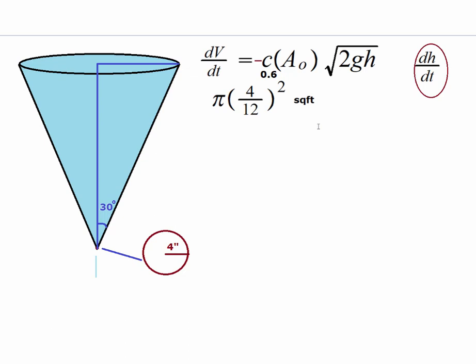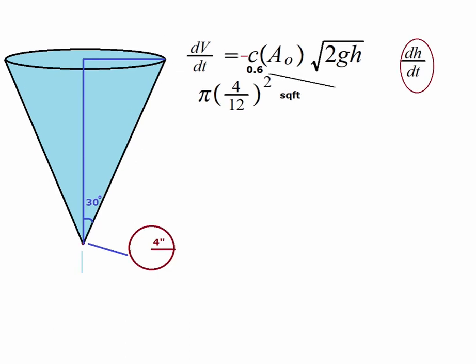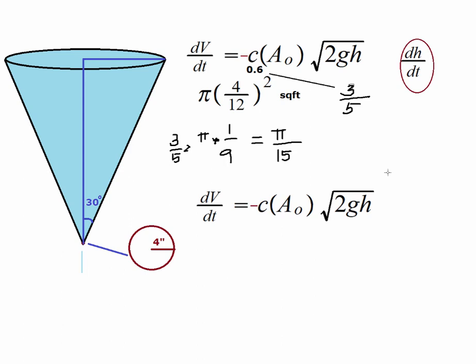Okay, so that is 0.6, and this is pi over 9 if we simplify. So note that 0.6 is 3 over 5. So we can simplify this whole portion as pi times 1 over 9, and C is 3 over 5. And so that will simplify to pi over 15. So we can rewrite this equation in a shorter form, replacing CA0 with pi over 15.